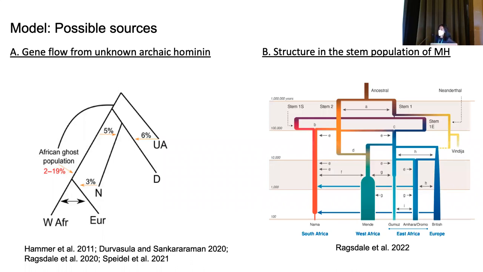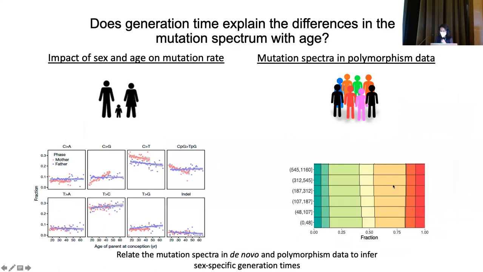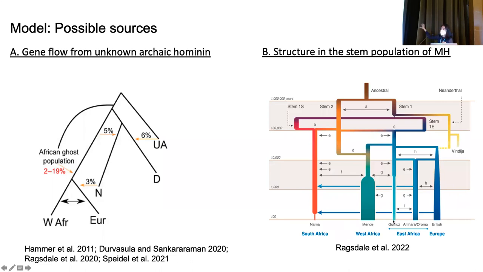Another model that has also been proposed is that there was structure in the stem populations of modern humans, and that different proportions of these lineages are now retained in Africans and non-Africans. And again, such a model could explain our results. So in future work, we are trying to investigate what the features of these two models are and how that relates to our results, so that we can understand if there was a change in the mutation rate in the common ancestor, and how that explains our results.